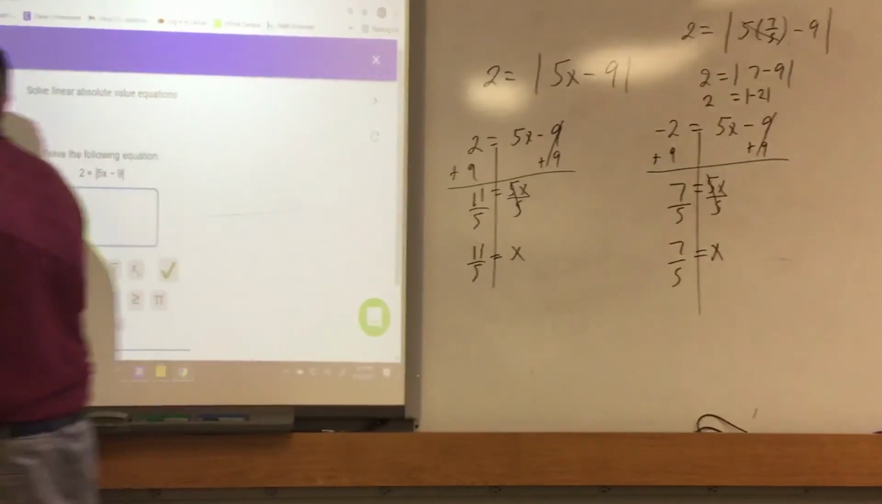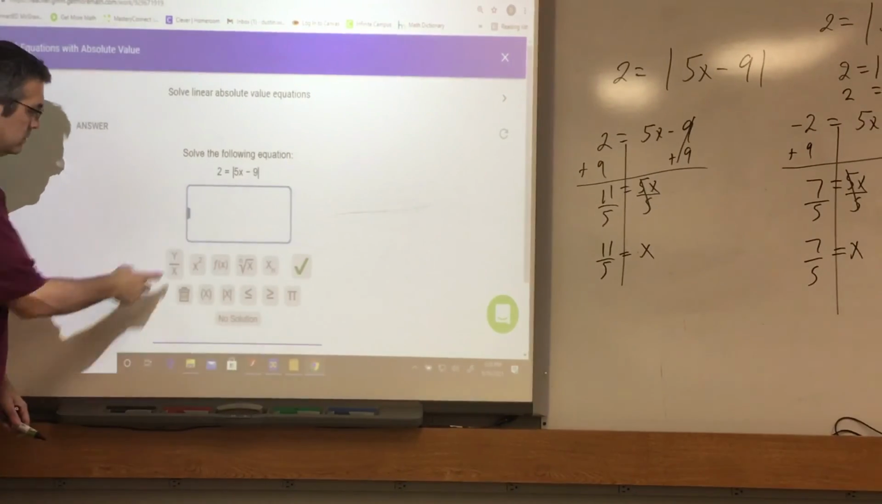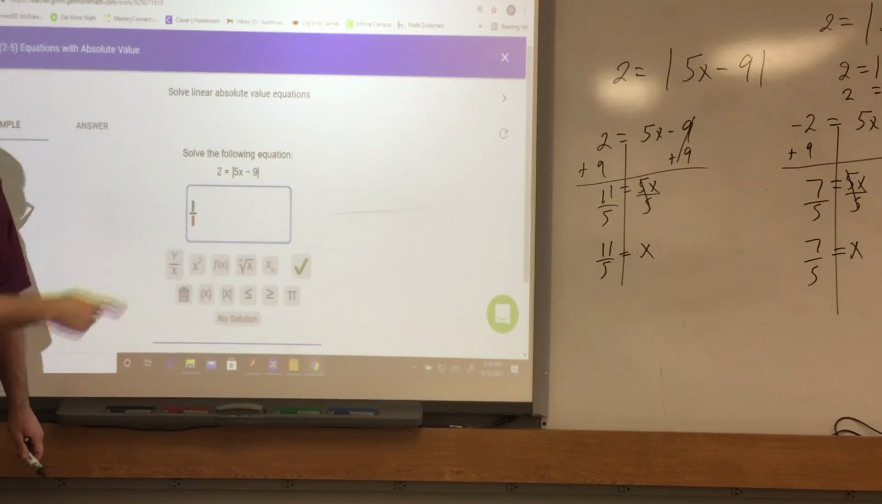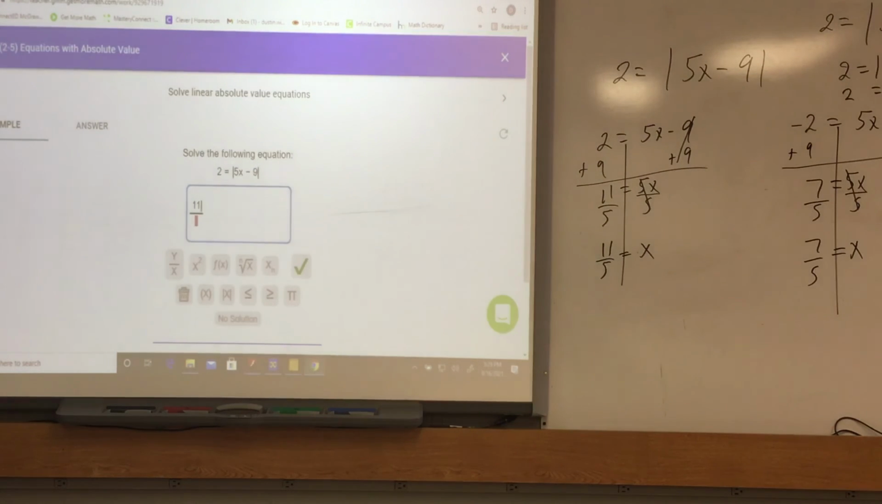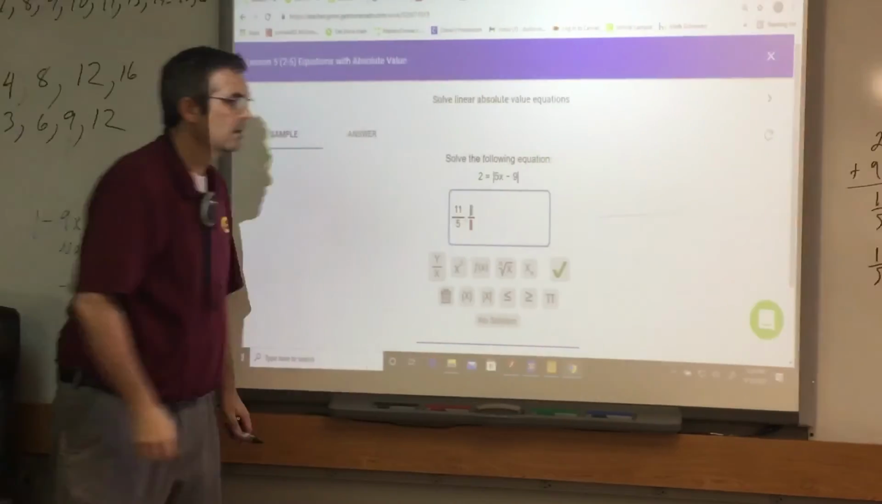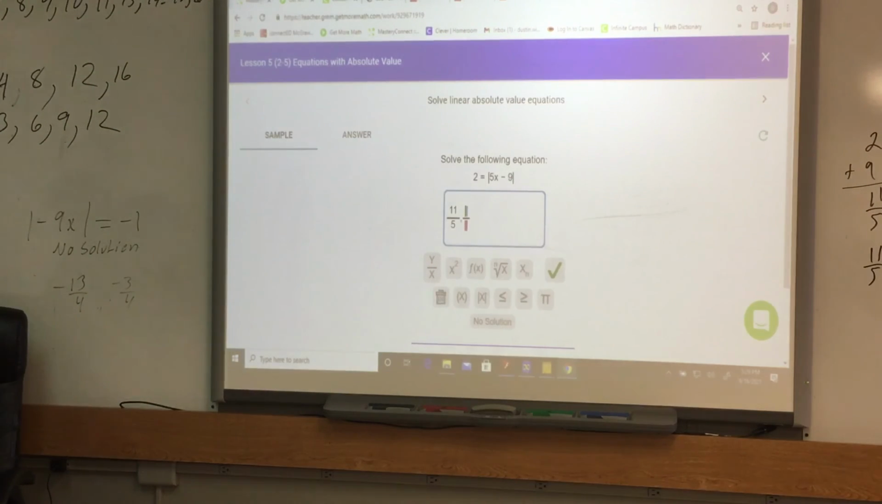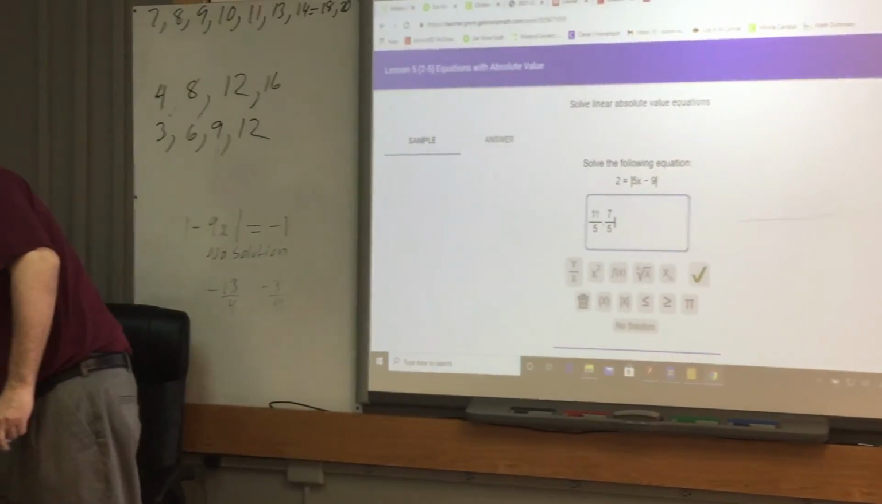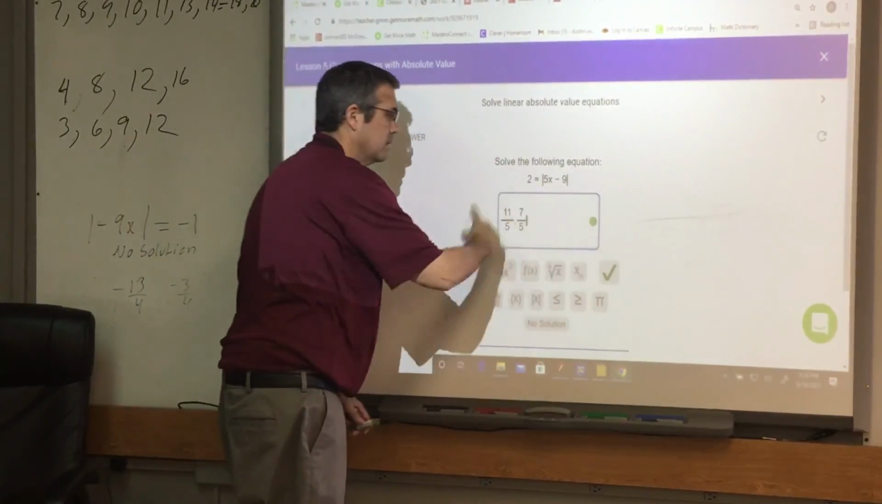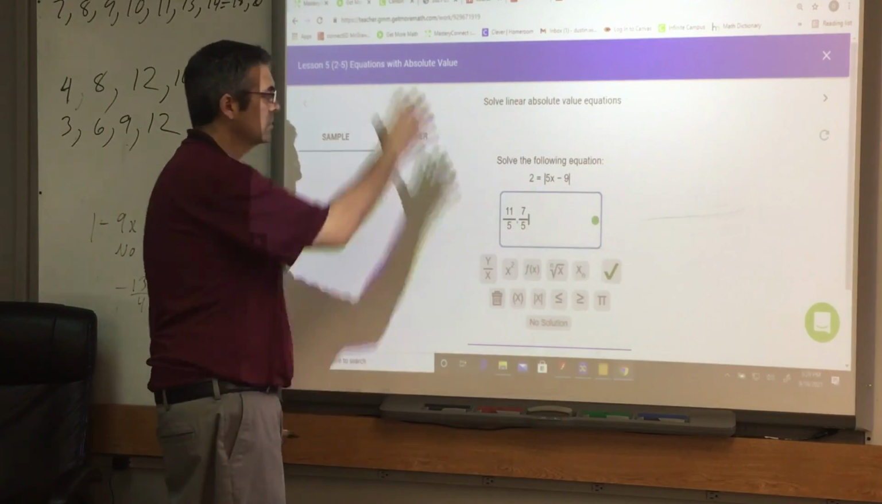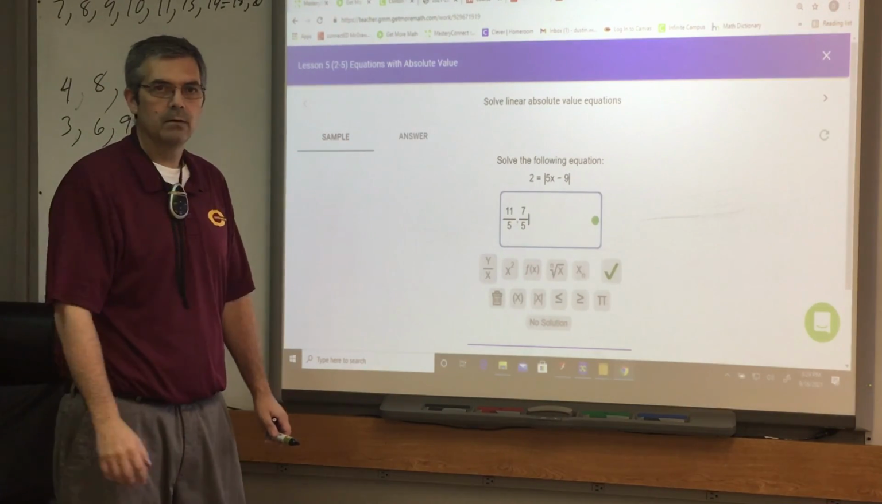The first thing you're going to do, if you get a fractional answer, use your fraction button. 11 over 5 is our first answer. And then you're going to separate these things by a comma. Put your comma in there, and then you're going to put the next fraction, 7 over 5. Okay? And then you should hit enter, and see how we got the green dot? This is telling me this is a good answer. You should get the little things that come down to show that, but it should be good.